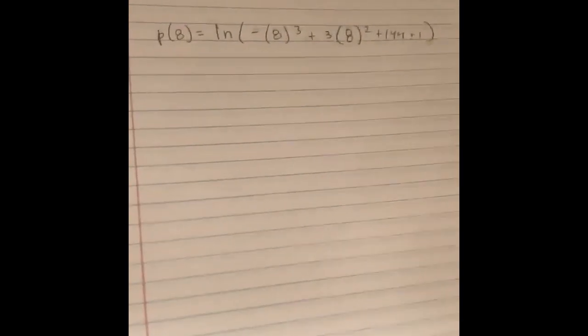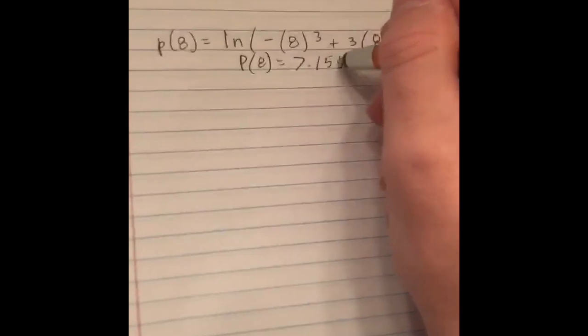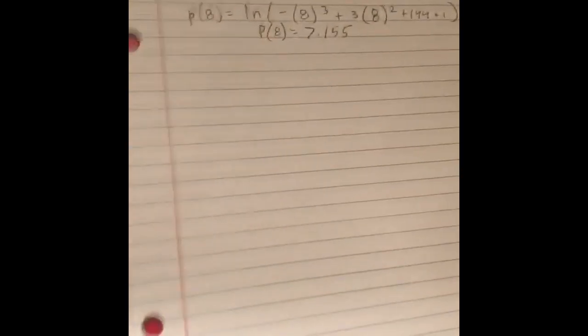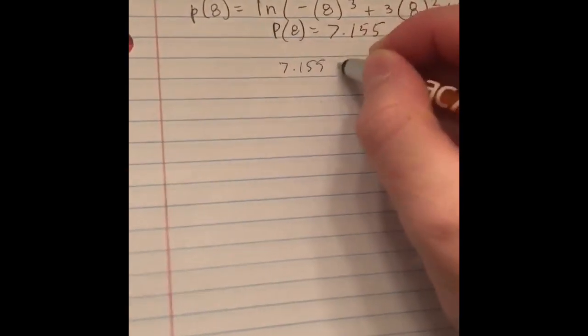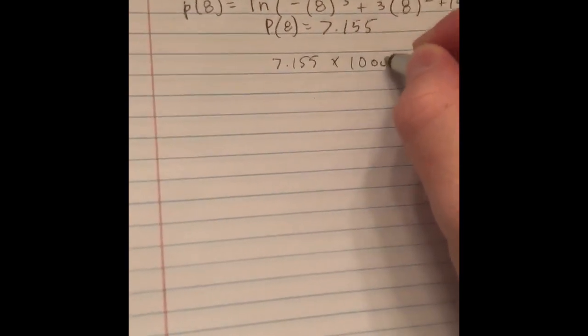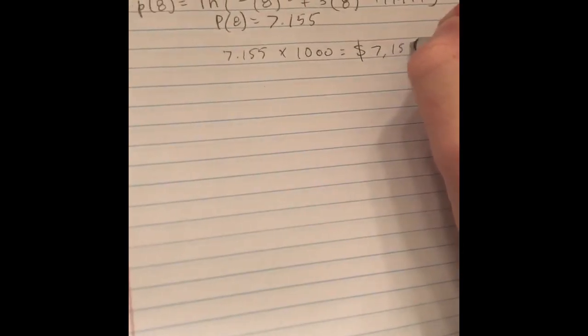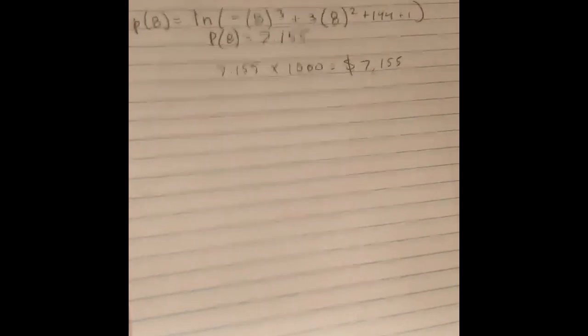Now, when you solve for that, it equals approximately 7.155. Now, to find what the maximum profit is, you take that 7.155 and you multiply it by 1,000, and that will give you the answer of $7,155. And that is your approximate total maximum.